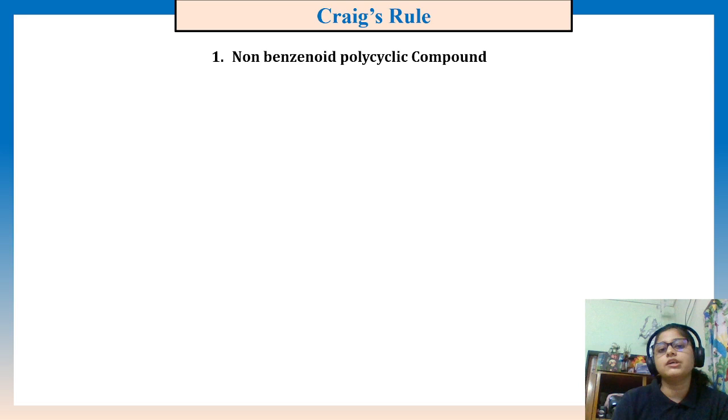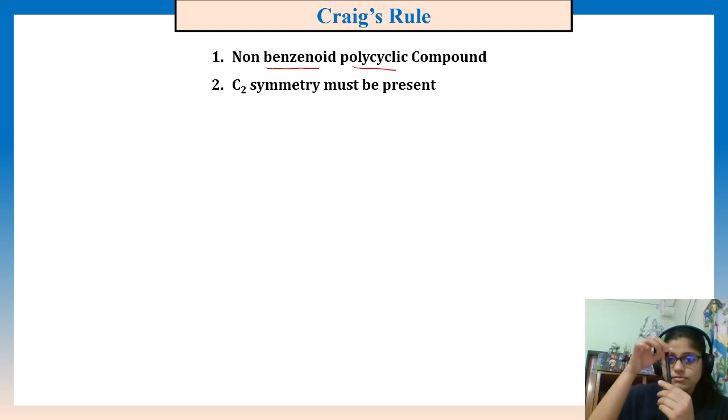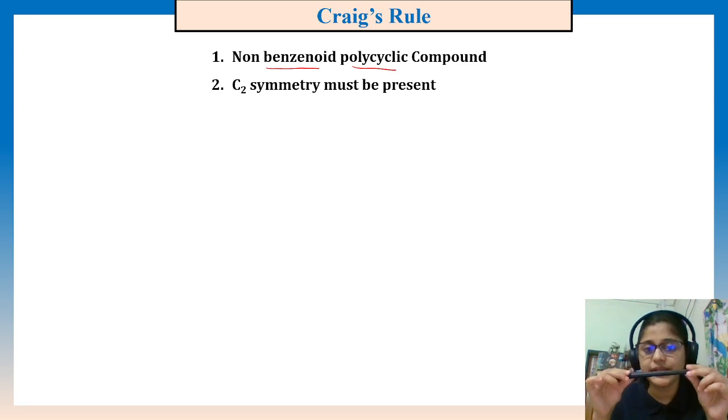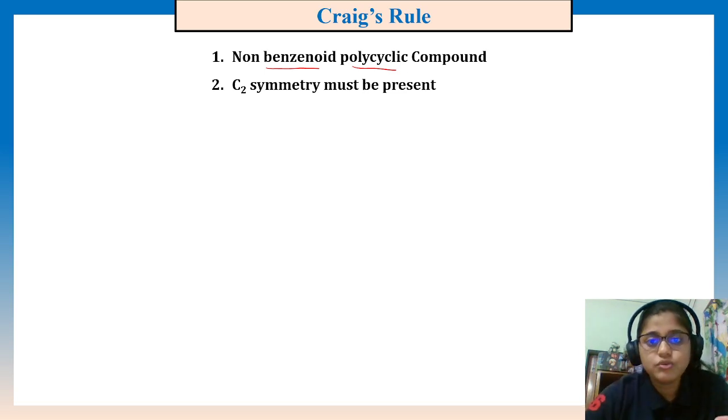First condition, non-benzenoid polycyclic compound. It should be non-benzenoid: a benzene ring should not be there. Polycyclic: more than one cycle should be present in that compound. Second, C2 symmetry must be present. Means the molecule must possess one symmetry axis through which it can be rotated so that it can come to the same position again.